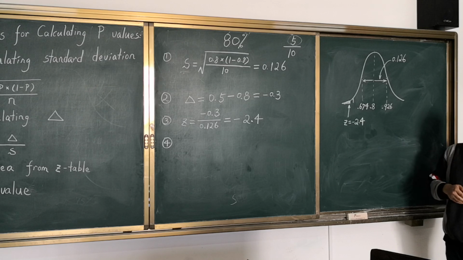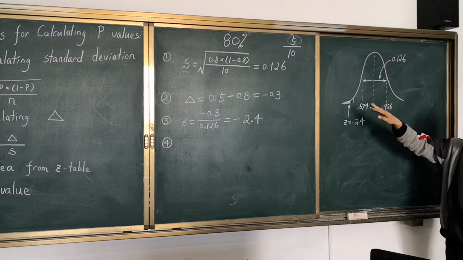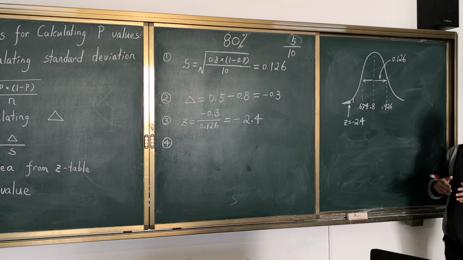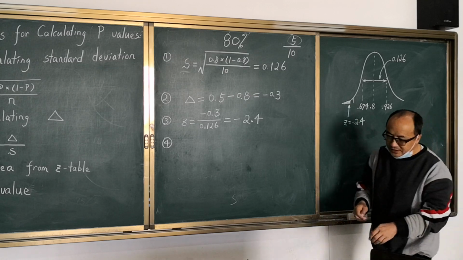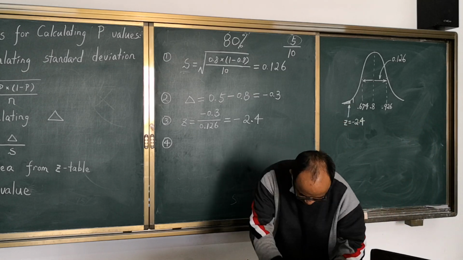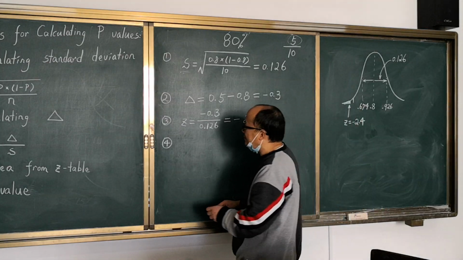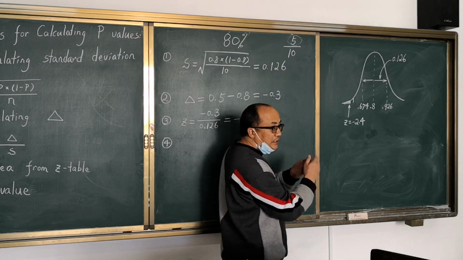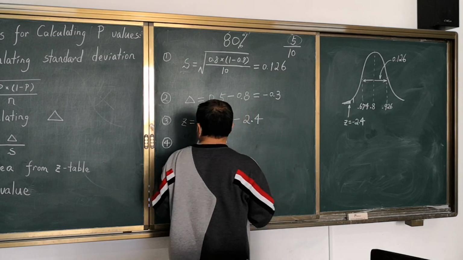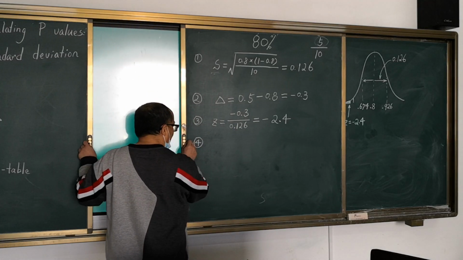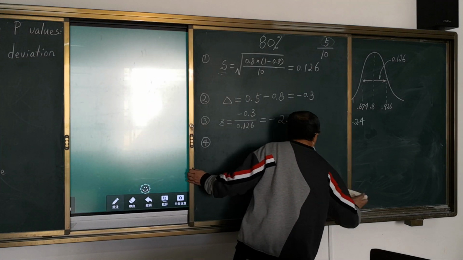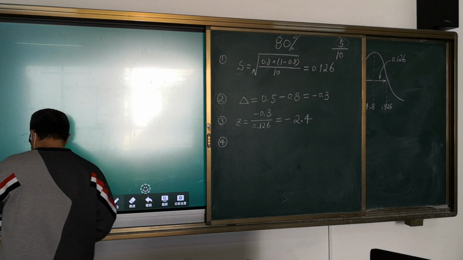Now do not expect in your life, you always have this 1, 2, 3. Now it's 2.4. Then what's this area? What is the area? You need to check the Z table. There's 68, 95, 99.7. That's to make our life a little easier. But you need to check the Z table.